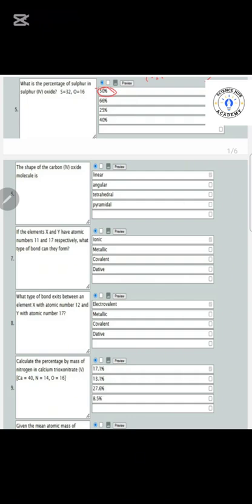Now the next number is to determine the shape of carbon(IV) oxide, CO2. You know CO2 looks this way when you draw the structure. So it has a structure like this, and this structure is definitely linear, right, with a bond angle of 180 degrees. So that is going to be this.